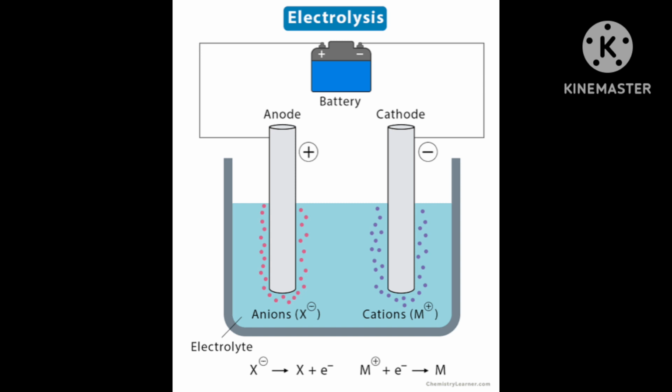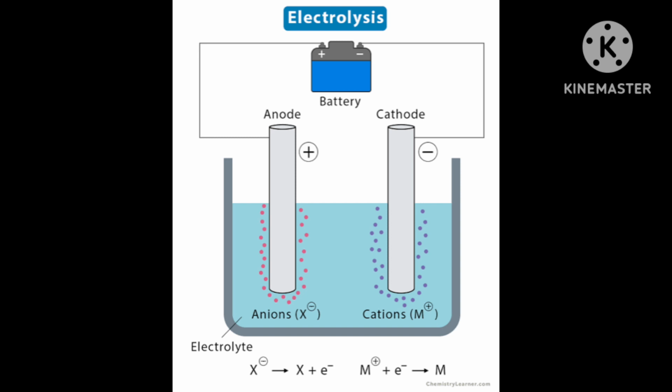Correct? Now if you use the formula, you require the alpha value. Because if you know the alpha value, then only can you use K equals C alpha into C alpha divided by C into 1 minus alpha. Alpha means degree of dissociation, so you have to calculate the degree of dissociation.